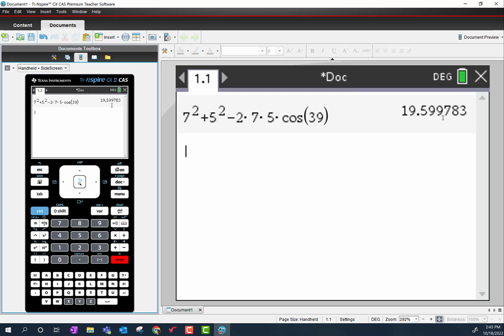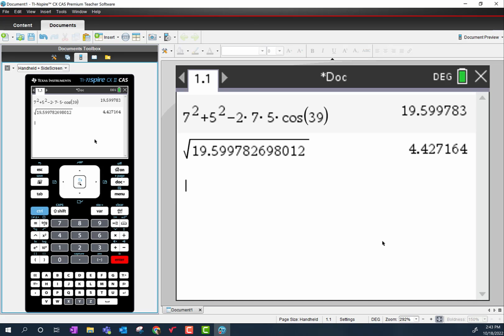So I'm going to do my square root, which is right here above the x squared. So it's Control x squared. Now to pull that value down, I'm going to use my arrows right here. I'm going to arrow up and highlight it. And then I'm going to hit Enter, and that's going to stick it right there. Okay. And then I'm going to hit Control Enter, and that's going to give me my decimal approximation of 4.427.